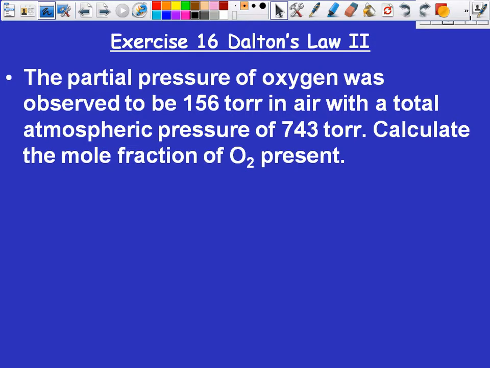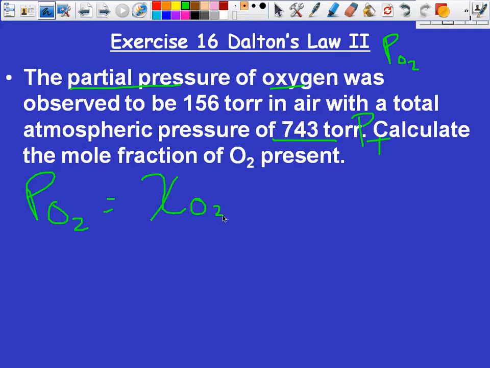The partial pressure of oxygen was observed to be 156 torr. Look what they just did. The partial pressure of oxygen, PO2, in the air with a total atmospheric pressure of 743. So they gave you PT. Well, let's think about this. The formula is PO2 equals chi O2 times PT. And look what they ask for: the mole fraction of O2. This is just a simple rearrangement of your formula. So chi O2 is equal to PO2 divided by PT.